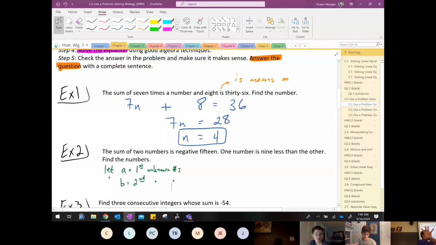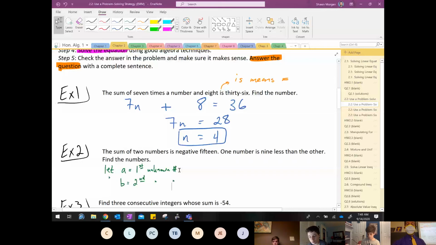Now, 9 less than the other, that's inverted, right? So the other would be A. So how do I write the right-hand side? A minus 9. Superb. Now, listen, because I'm almost out of time. B equals A minus 9.